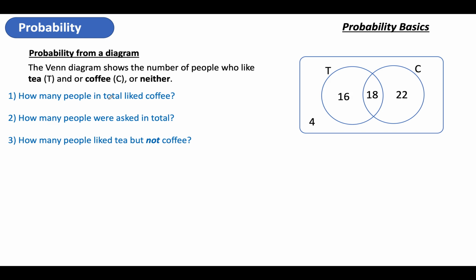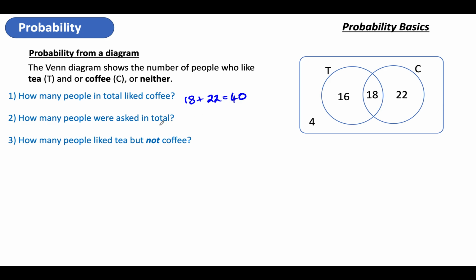So, number 1, how many people in total liked coffee? Well, that's the whole of this circle. It's not just 22, it's the 18 as well. You need to add the people that also like tea. So you need to put those 2 things together, and that is 40. So 40 people in total liked coffee.